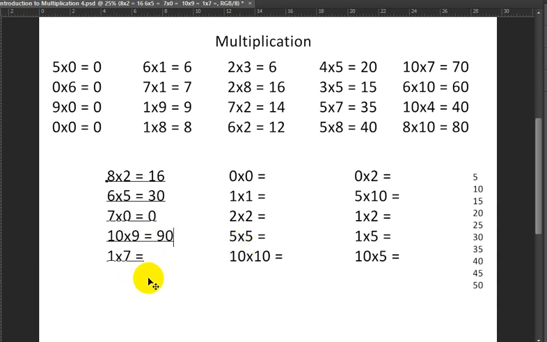So 90. Here we have 1 times 7. I'm going to use the trick for 1 because I don't have a trick for 7. The trick for 1 is whatever I am multiplying 1 with, that's the result. So in this case, 7.